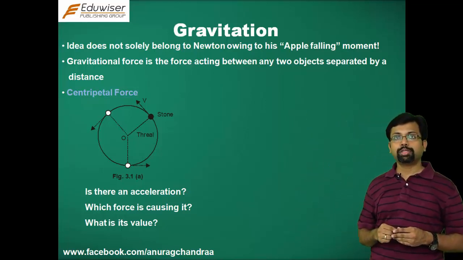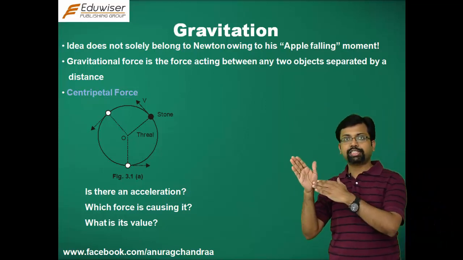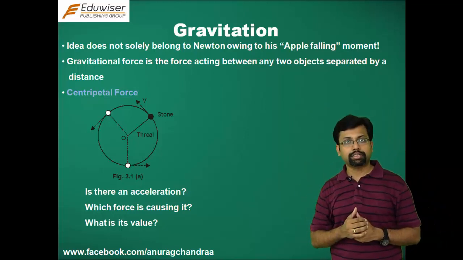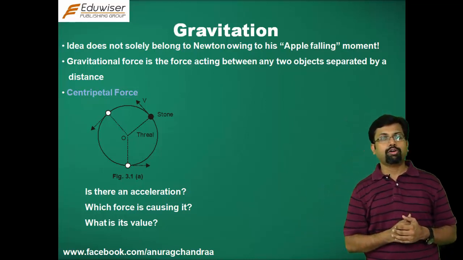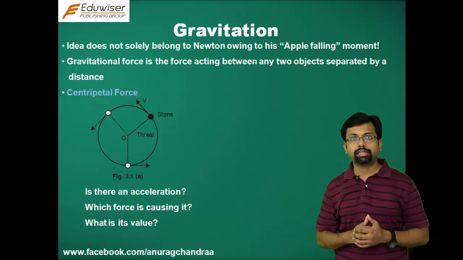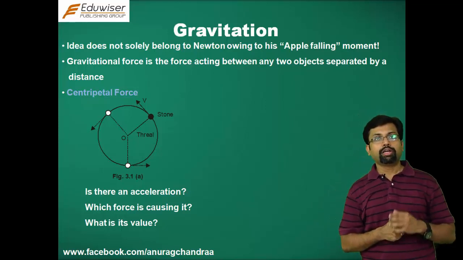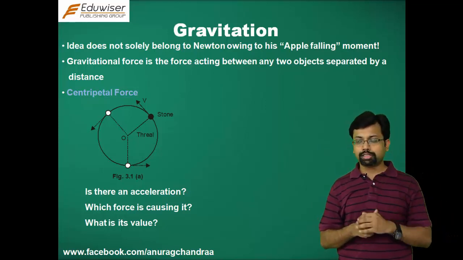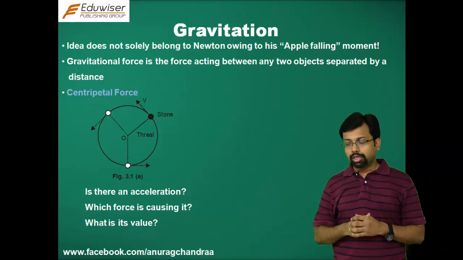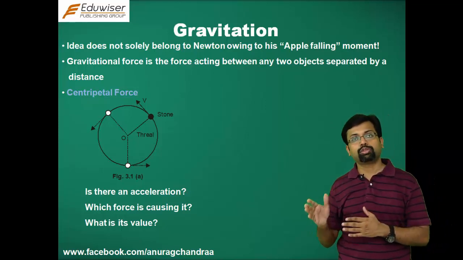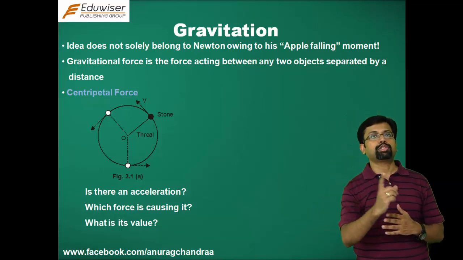Now, when experiments were conducted, it was found that when this stone is whirled around with a constant speed of v, it still changes its direction at every instant. The direction is changing, hence the velocity of that stone is changing despite the magnitude of the velocity being the same. We just said that we are whirling it around with a constant speed. So, the speed is constant, the magnitude of velocity is constant, but the direction keeps changing.